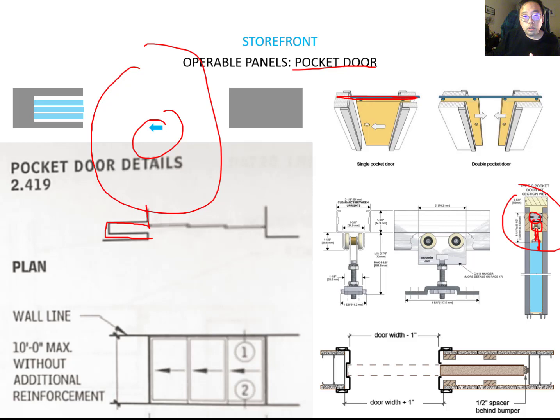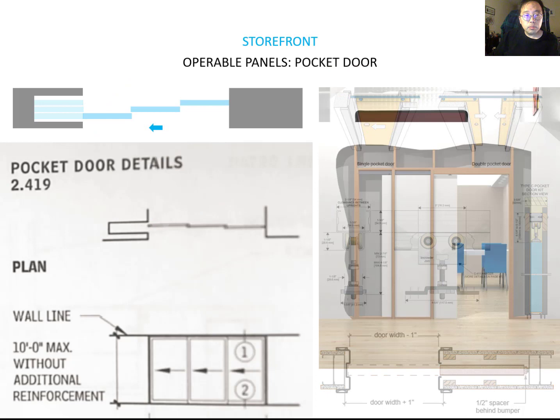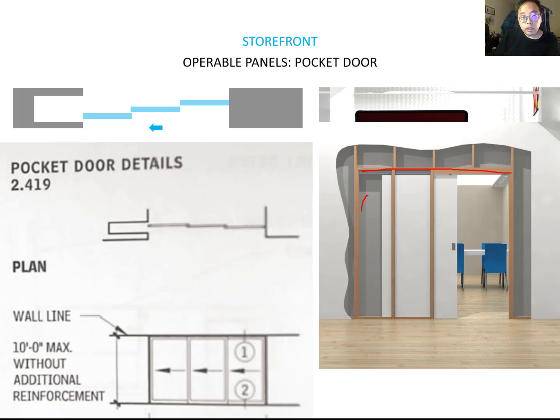You can see this example here. The top track is recessed into the ceiling, making out the pocket space, and the door simply opens this way. You can see the door having the wheel, and then the top track. Actually, you can see the track here, and the track is recessed into that, and then they operate into the pocket.